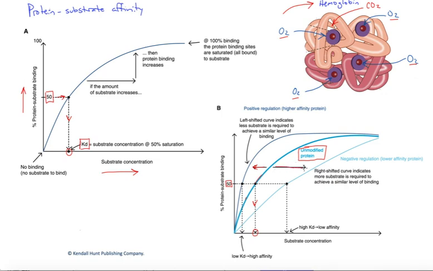Oppositely, we could have negative allosteric modulation, in which case our protein will require more substrate to get that 50% binding, right? We go over here, come down to a higher KD. And what that tells us is that KD, our dissociation constant, is inversely proportional to affinity. In other words, as KD goes up, what it indicates is that our affinity is going down, the strength with which it's binding its particular substrate.